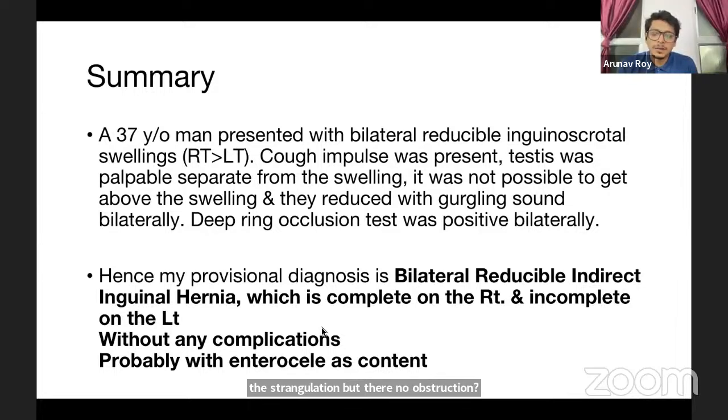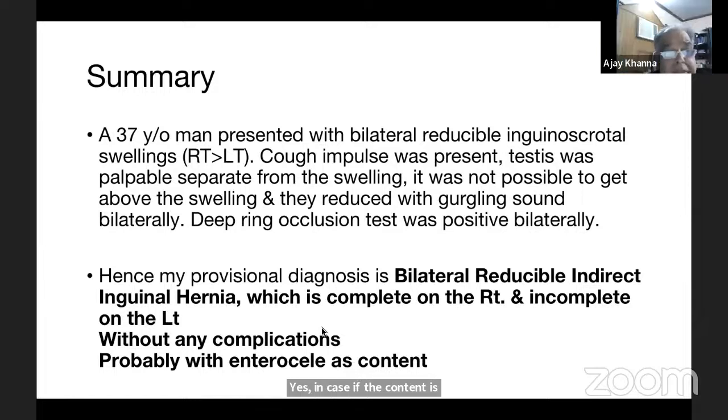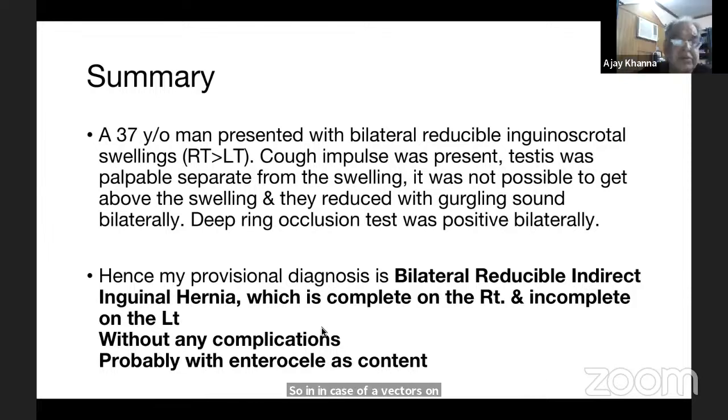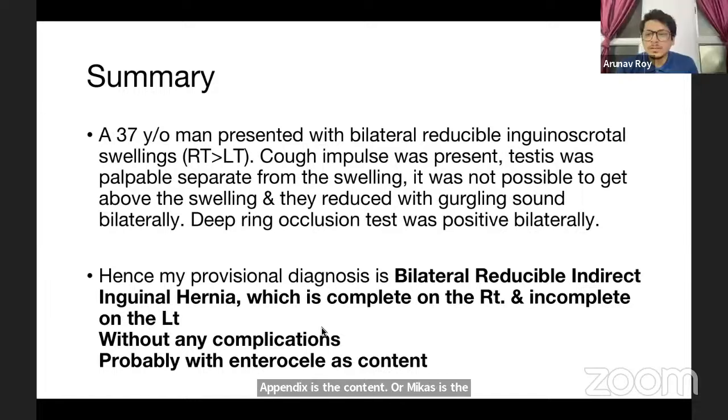Yes, sir. In case the content is omentum, there might be strangulation without obstruction. Any other reasons where there may be strangulation but no obstruction? In case of a Richter's hernia, sir. Yes, okay. Richter's hernia. Anything else? Appendix is the content, or mucus is the content. Yes, sir. They may be gangrenous. Remember: strangulation, no obstruction.